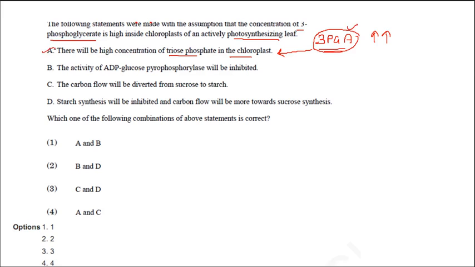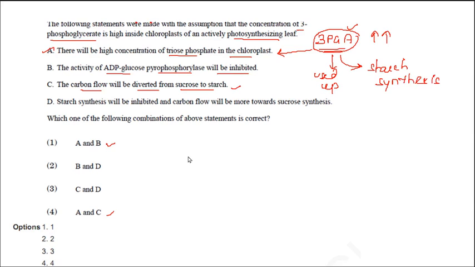So A seems correct. So wherever A is correct, we can mark it. Okay, the activity of ADP glucose pyrophosphorylase will be inhibited. We'll come to this. Next, the carbon flow will be diverted from sucrose to starch. If 3-PGA is too high and this amount of carbon skeleton is not required, then what will happen? Whatever is required will be used up, and some will be diverted for starch synthesis. When there is a high amount of carbon source, some will be converted to starch, correct?